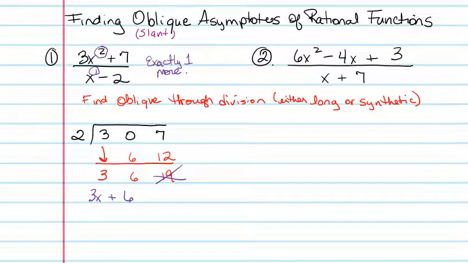Now, if you'll recall, a slanted line is in the form of y equals mx plus b. So, y equals 3x plus 6 is a slanted line, and thus this one is our asymptote. This is our slanted or oblique asymptote.